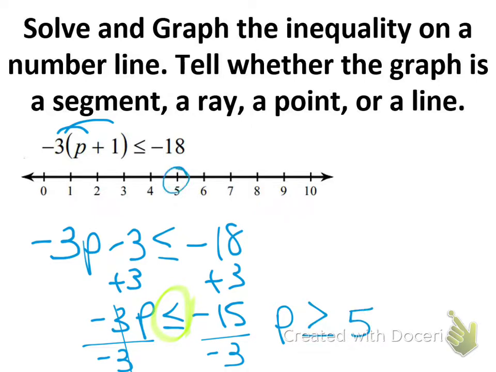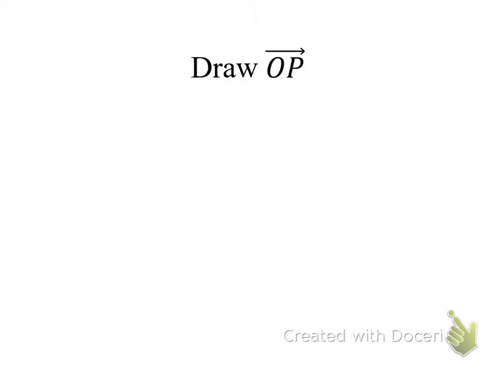Do I have an open or closed circle? Closed, and then I shade to the right. Perfect. All right, so next one, draw OP.